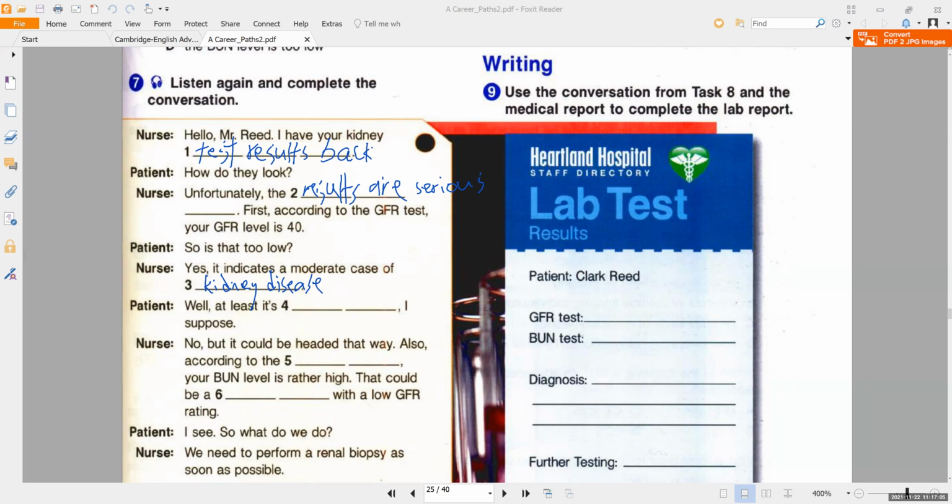Well, at least it's not severe, I suppose. No, but it could be headed that way. Also, according to the BUN test, your BUN level is rather high. That could be a dangerous combination with a low GFR rating.